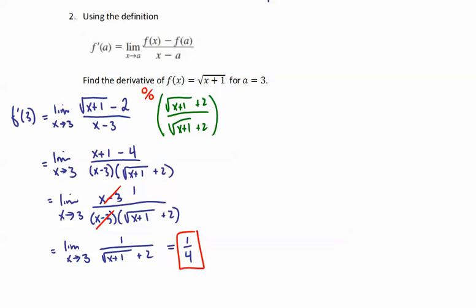And that does it for these two problems using the limit definition of the derivative and the alternate form of the limit definition of the derivative to find the derivative of a function at a specific point. So that'll do it for this video. We'll go on to the next in the next video.